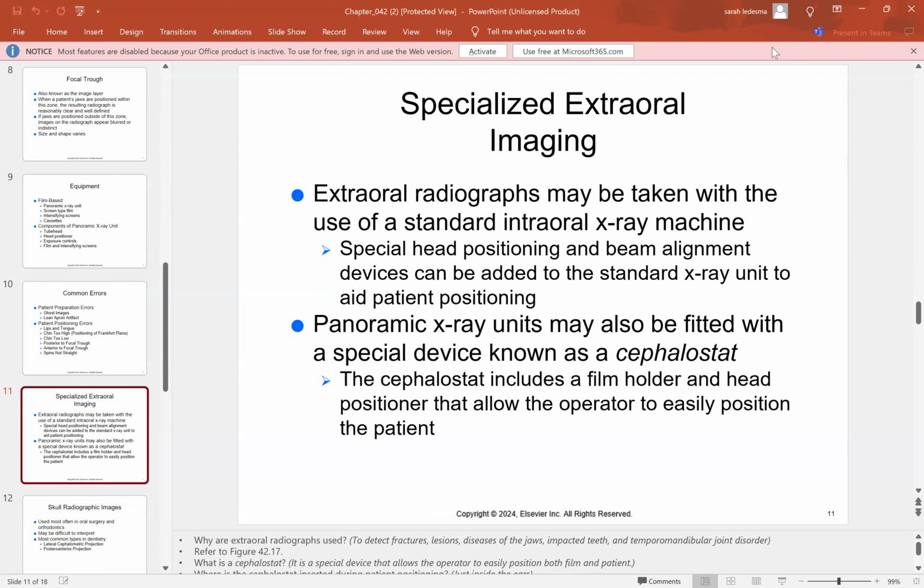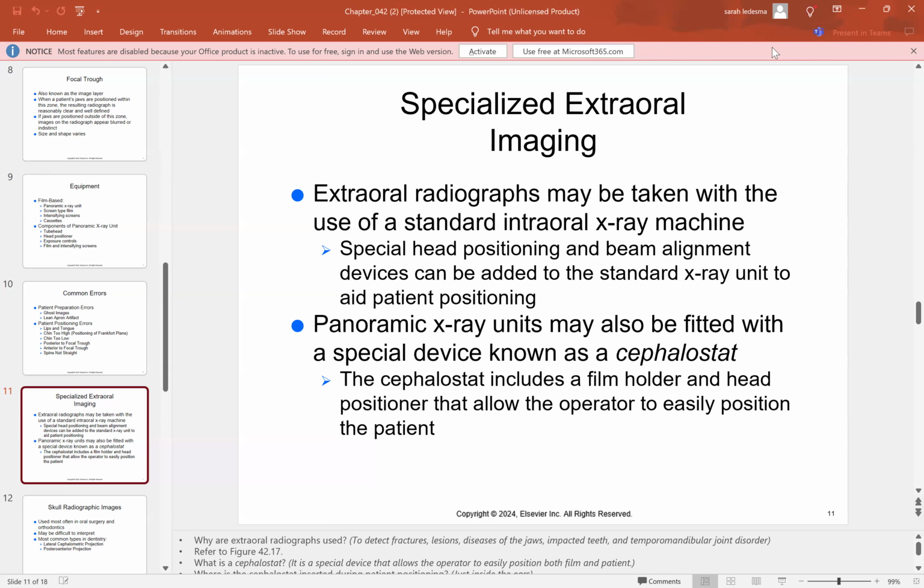Specialized extraoral imaging. Extraoral radiographs may be taken with the use of standard intraoral X-ray machine. Special head positioning and beam alignment devices can be added to the standard X-ray unit to aid patient positioning. Panoramic X-ray units may also be fitted with a special device known as a cephalostat. The cephalostat includes a film holder and head positioner that allows the operator to easily position the patient.